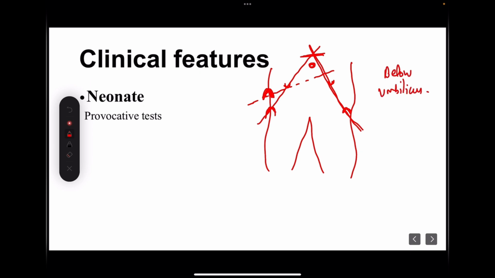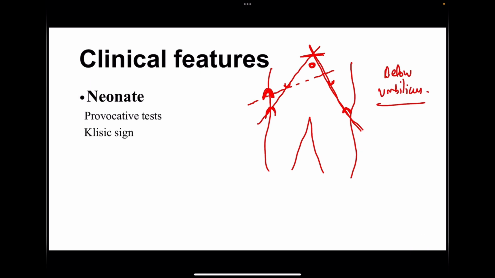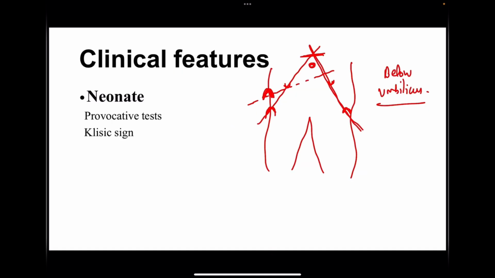And this is what we call a positive Klisic sign. So in a neonate, we will have provocative tests and Klisic sign positive, and abnormal thigh folds, that is classically defined; these will be positive.